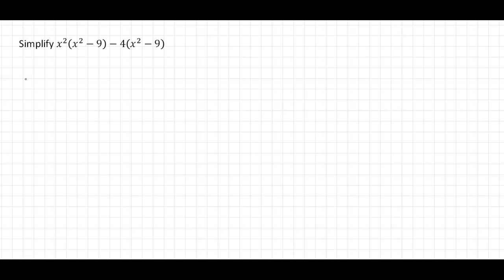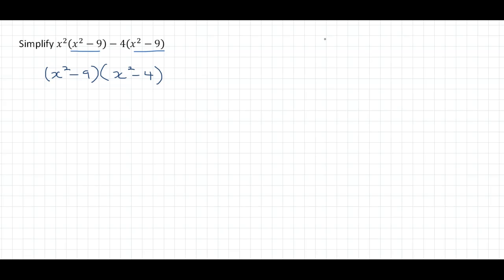Let's look at this example now. We have x squared minus 4 multiplied by x squared minus 9, minus 4 multiplied by x squared minus 9. So you can see that x squared minus 9 is our greatest common factor. So let's go ahead and write that here. x squared minus 9. And then the other factor is x squared minus 4.